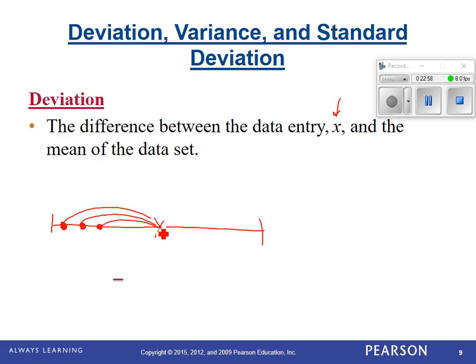Then you got another piece of data here maybe. How far is it from there? Then you got another piece. How far is it from there? You got some pieces over here. How far are they from there? So on and so on. That's what deviation is. How far does each piece of data deviate from what we consider the middle, the mean? So that's what deviation is, how far it is.